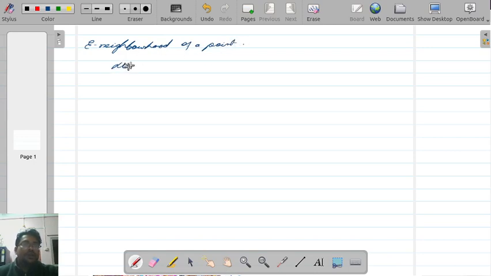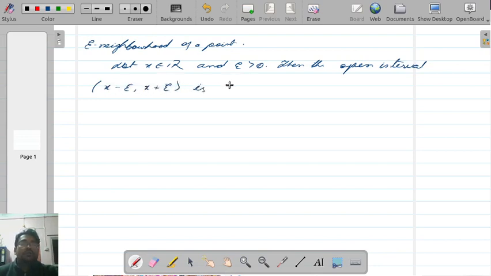Let x belong to the real numbers, so x is a real number, and you take epsilon greater than 0. Then the open interval x minus epsilon to x plus epsilon is called an epsilon neighborhood of the point x.